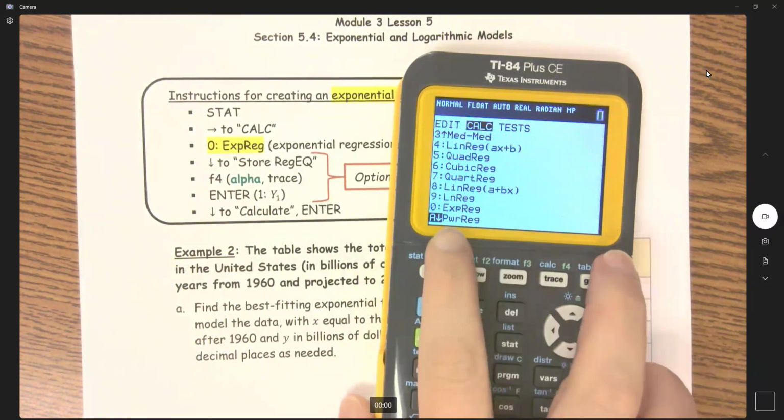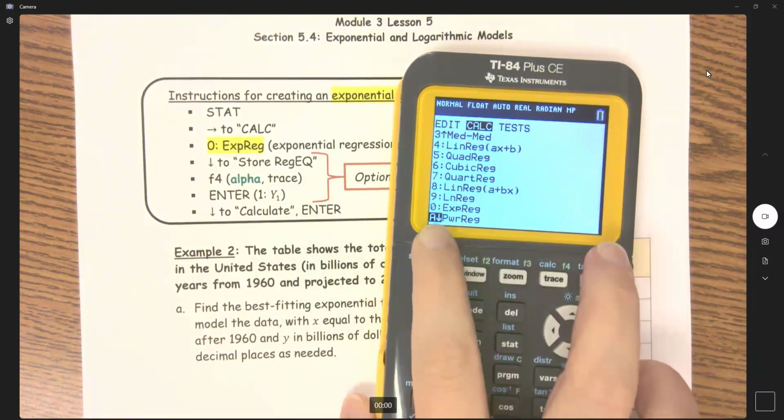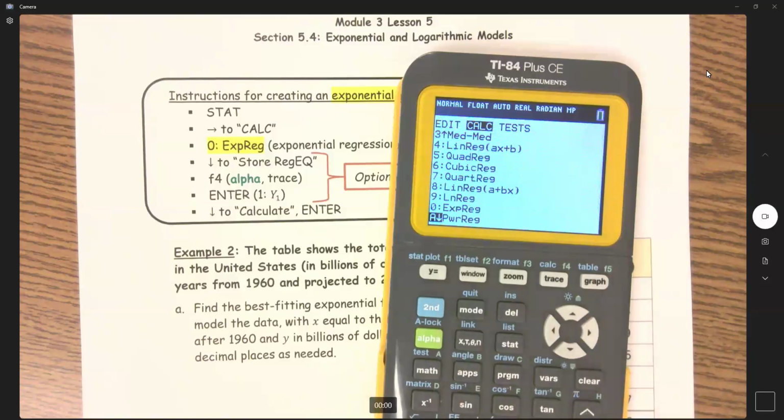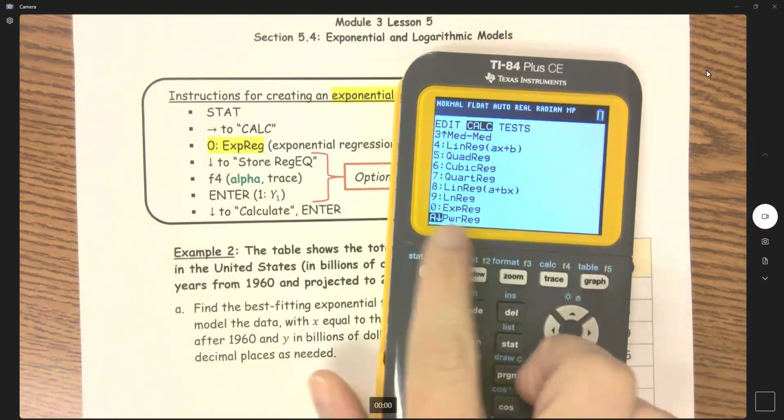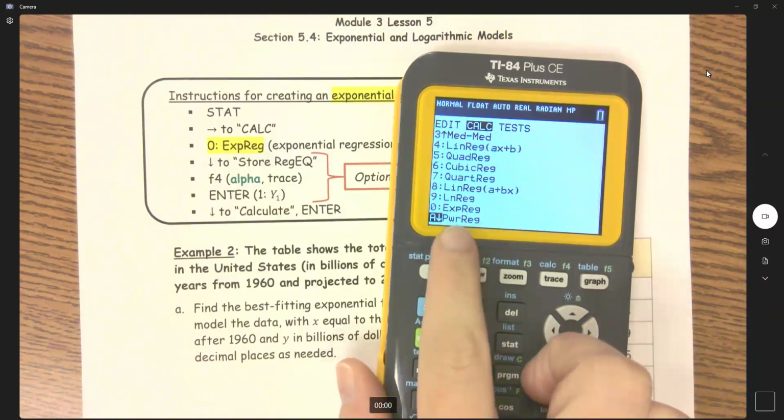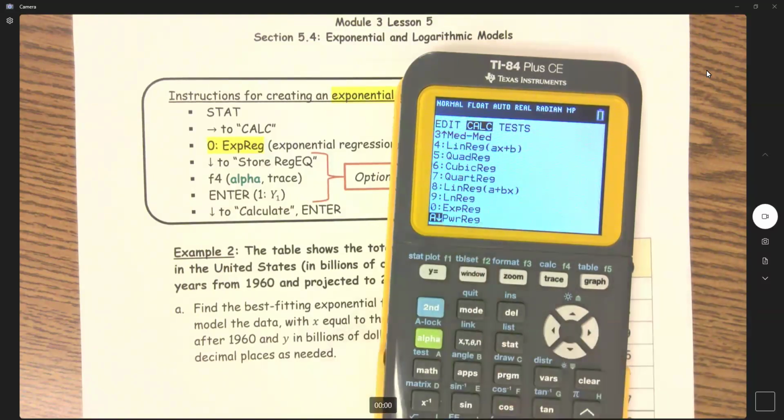I do want to show you this power regression, which is one of your homework questions, I believe, is going to ask you to find a power regression. So power regression is just one below that exponential. You need to go to letter A in case it asks for that.